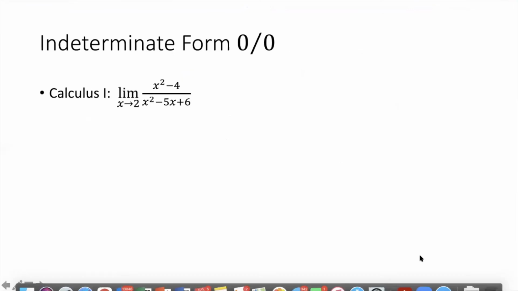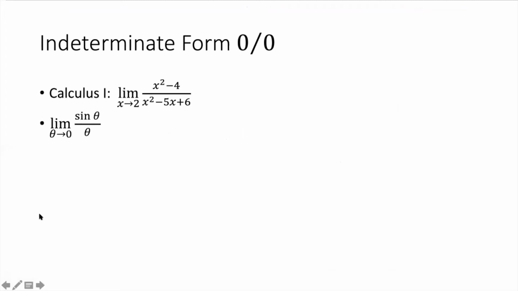And then another, a personal favorite of mine, possibly not of yours, is this: the limit as theta approaches 0 of sine theta over theta. This limit actually forms the basis for all of the calculus that we do with our trigonometric functions. For example, the fact that the derivative of sine theta is cosine theta depends on the value of this limit.